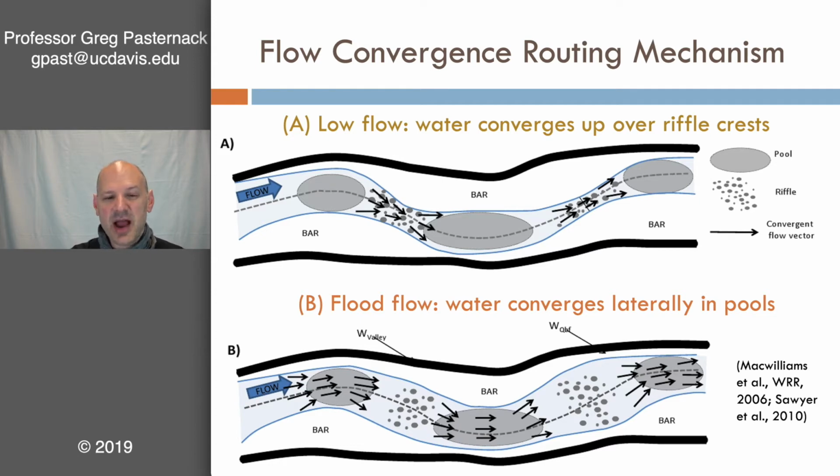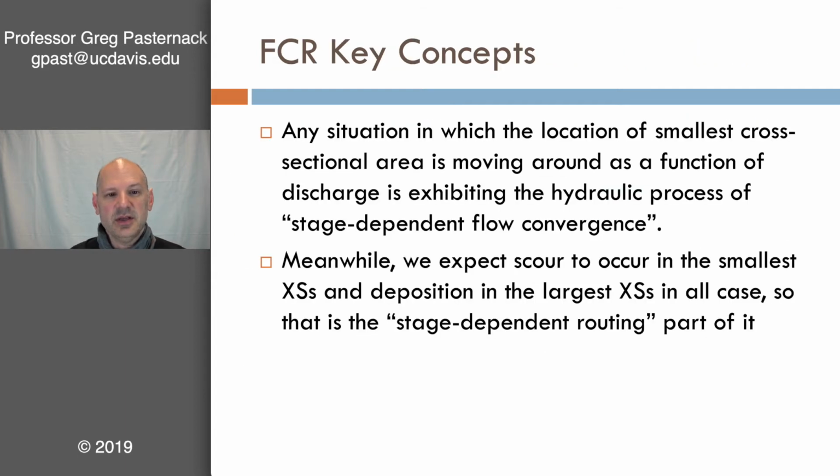And by characterizing the landform types over a range of discharges, you can infer what is going to be taking place. So again, let's just summarize these two key concepts. Any situation in which the location of smallest cross-sectional area is moving around as a function of discharge is exhibiting the hydraulic process of stage-dependent flow convergence.